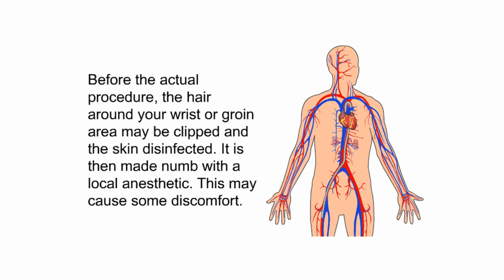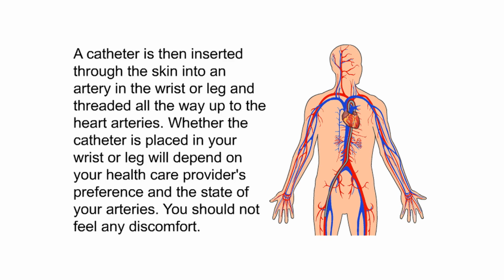Before the actual procedure, the hair around your wrist or groin area may be clipped and the skin disinfected. It is then made numb with a local anesthetic. This may cause some discomfort. A catheter is then inserted through the skin into an artery in the wrist or leg and threaded all the way up to the heart arteries. Whether the catheter is placed in your wrist or leg will depend on your healthcare provider's preference and the state of your arteries. You should not feel any discomfort.